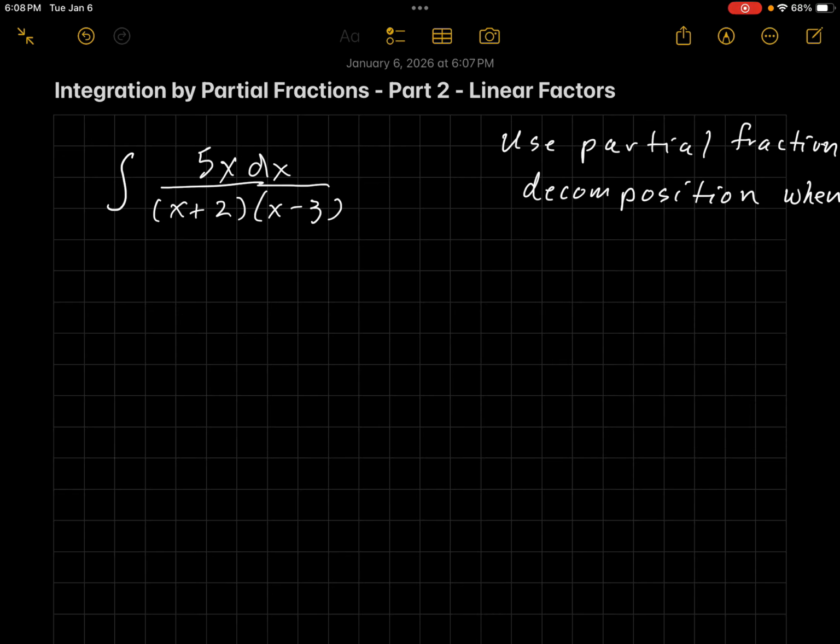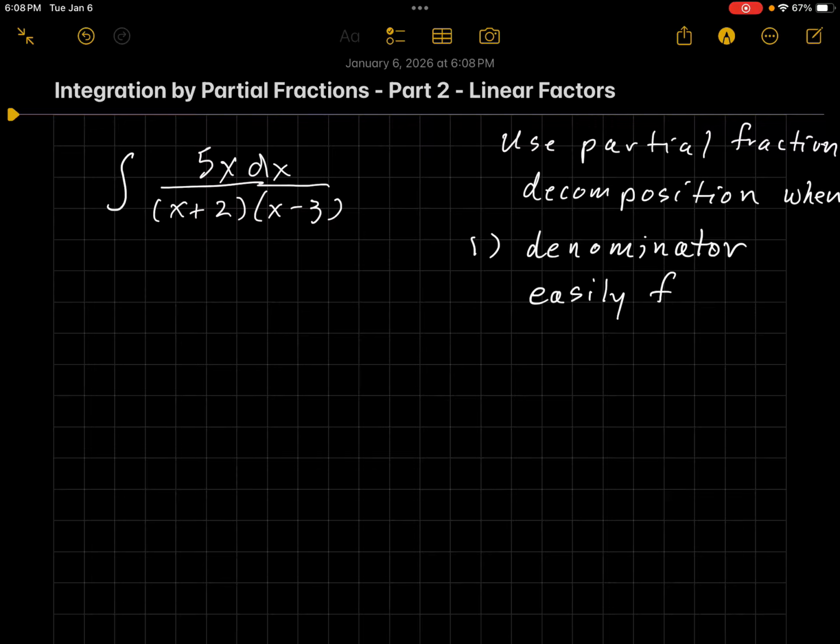First question I want to ask about is, how do you know when to use partial fraction decomposition? Well, there are two things I look for. First thing I look for is the denominator easily factorable. Which it is in our first example. But also, we can't use an easier method.